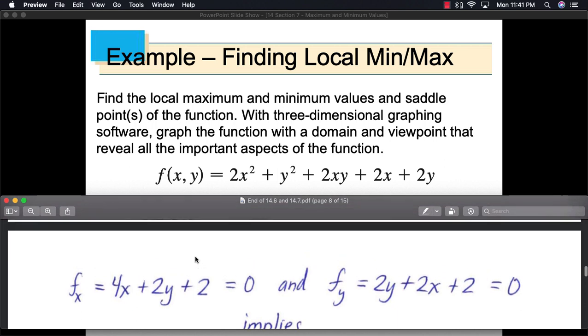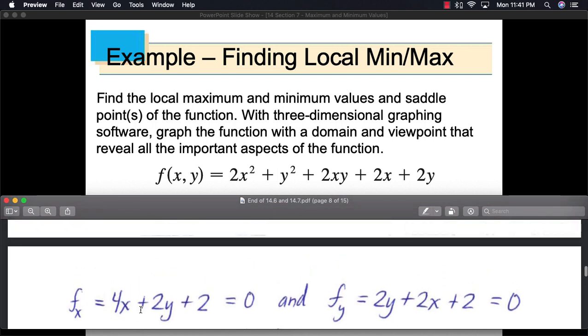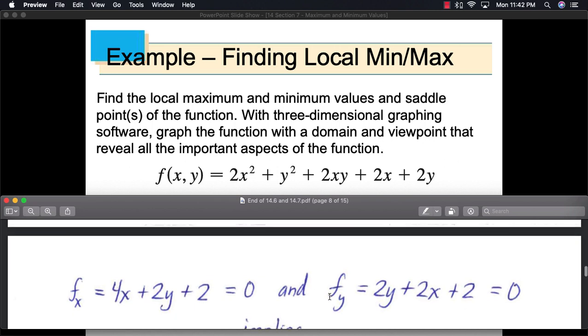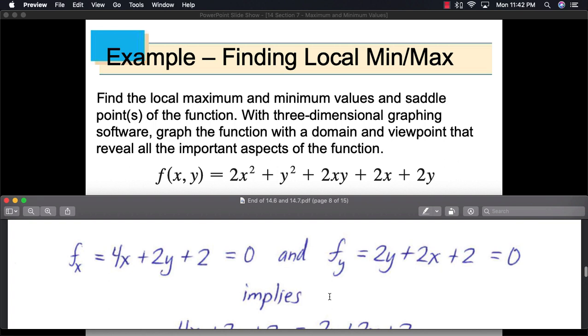All right, so let's go ahead and take the partial with respect to x here. We get 4x plus 2y plus 2 equals 0. Here we get f sub y equals 2y plus 2x plus 2 equals 0. I hope you agree based off of this function here. They're kind of similar to each other, but they have a slight difference with the x terms. And we're going to go ahead and solve for them simultaneously.